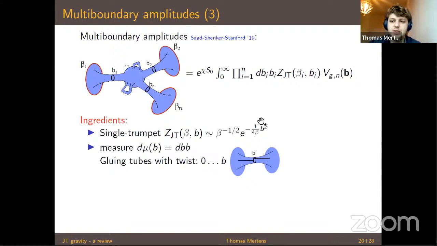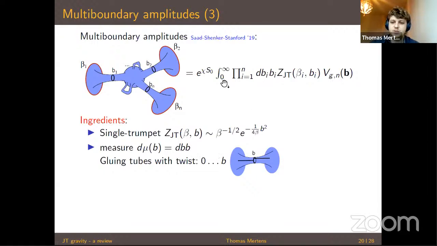Let me describe these ingredients in a little bit more detail. This Z_JT of beta and b is the single trumpet partition function in JT gravity, and you can calculate it exactly, so I won't do that here. But this is the answer. It's a function of the outer length beta, and the geodesic length that is further in the middle here. And then you integrate over these b's with a specific measure, db times b. This multiplicative factor b arises because you can glue the two ends of these tubes together with a twist, and that twist can range from 0 all the way to b, where b is the geodesic length again. So this gives you this factor of b here.